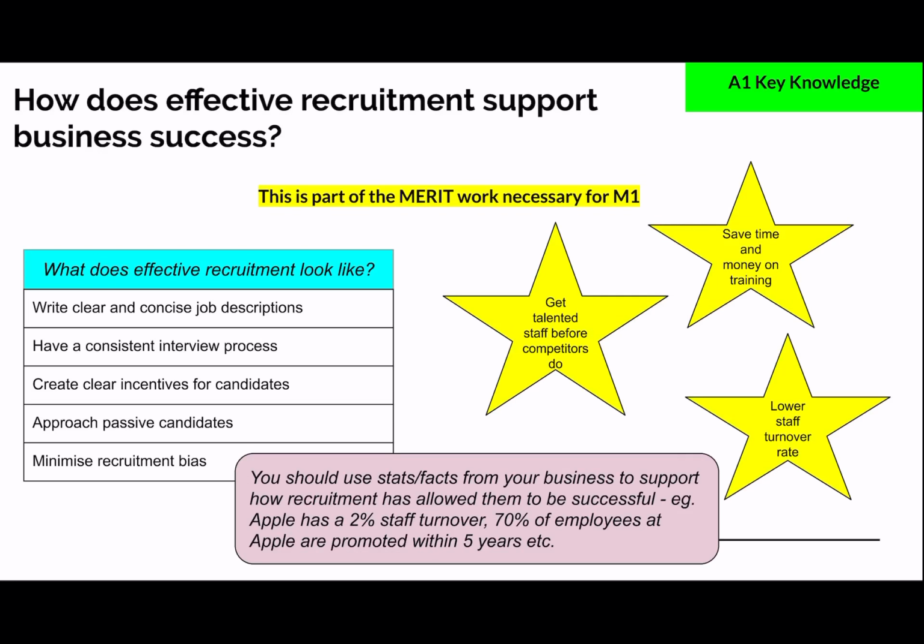You might also use evidence such as 70% of employees of Apple are promoted within 5 years. This can support the fact that they are not allowing employees to remain stagnant in their role, and they're supporting them to move up that career ladder, which can show that they've got a very effective recruitment process.